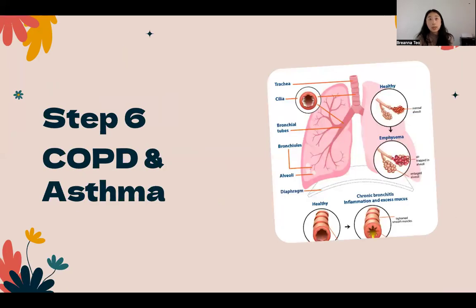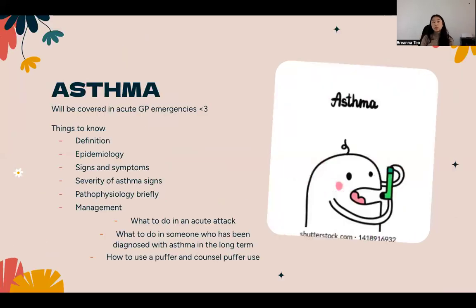Cool. COPD and asthma. So asthma, I think, is actually being covered in acute GP emergencies, but just a reminder of things to know. So definition, epidemiology, signs and symptoms, severity, pathophysiology briefly, and then management. So what would we do in an acute attack? What do we do once someone's been diagnosed? How do we prep them for long-term management?